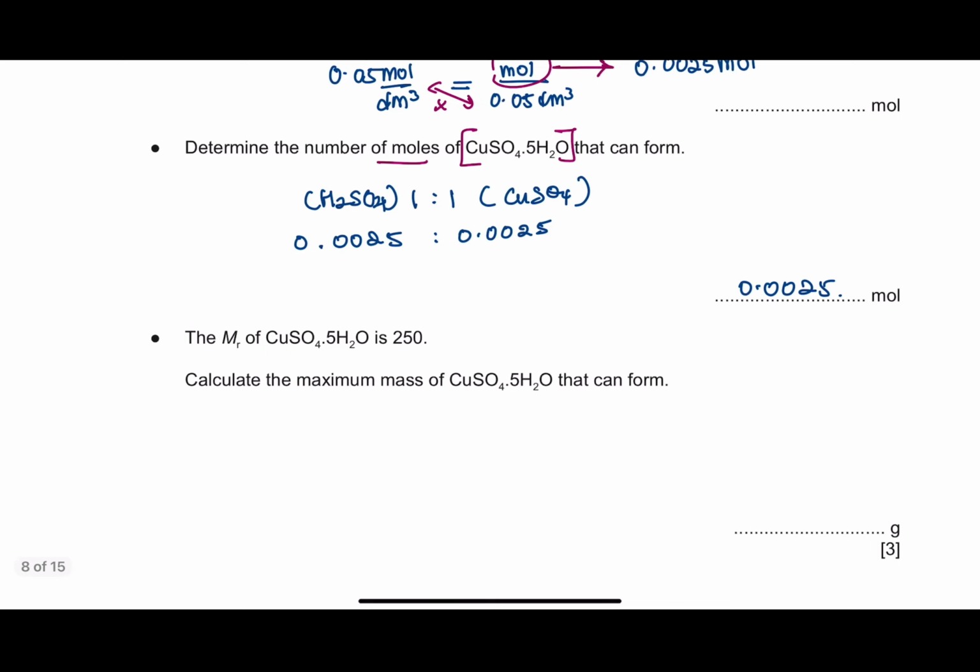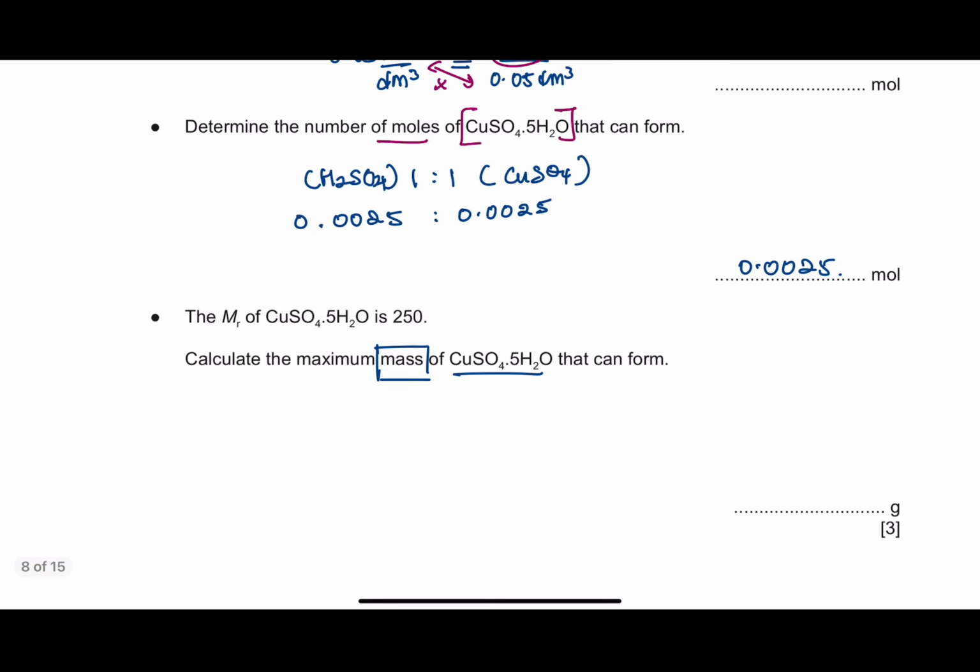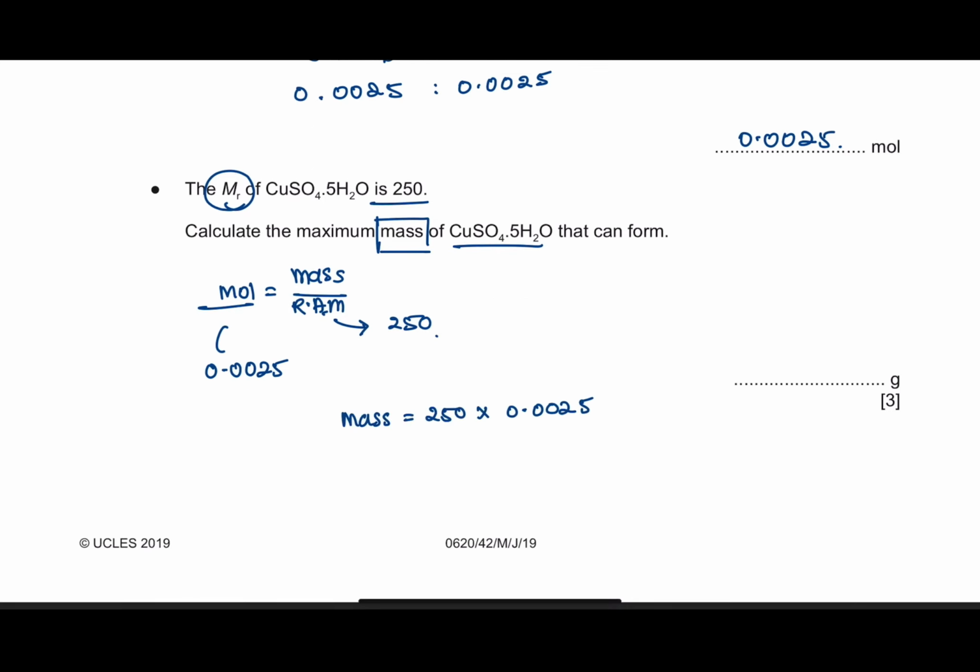Now the last question is asking you to calculate the mass for copper sulfate crystals that can form. They gave you the relative formula mass here. As we know, mole is equal to mass over the relative mass. Since you have got the moles here, and your relative mass, which is 250, what you need to do is multiply your relative mass, which is 250, with the number of moles. This would give you a mass of 0.625 gram. Please don't forget to write your answer over here as well.